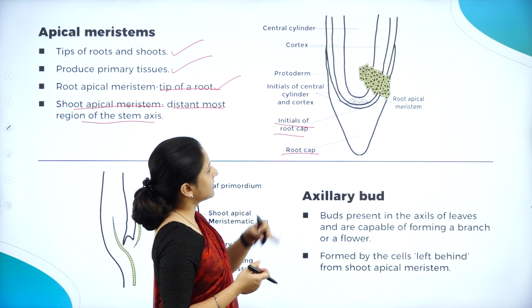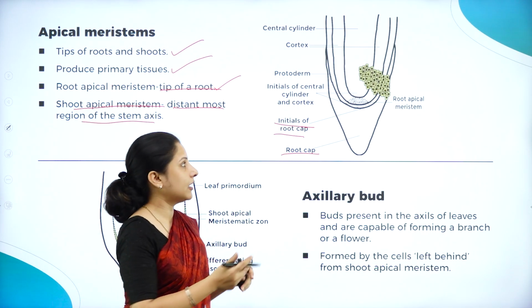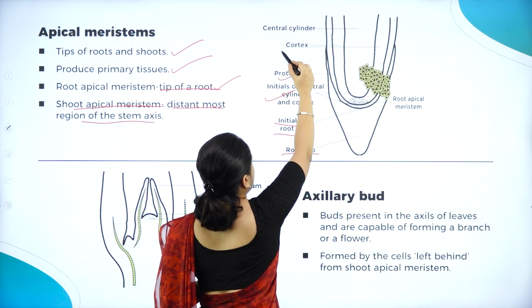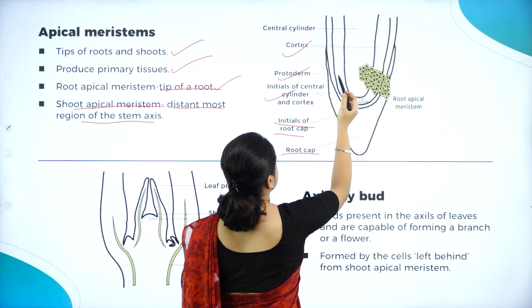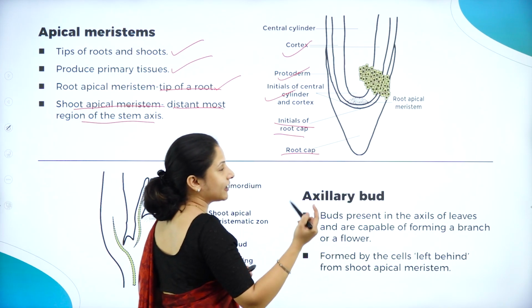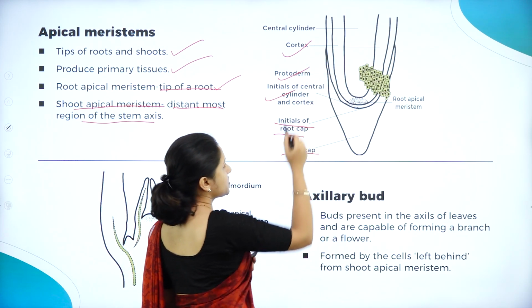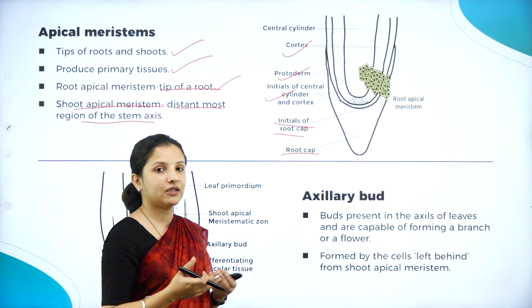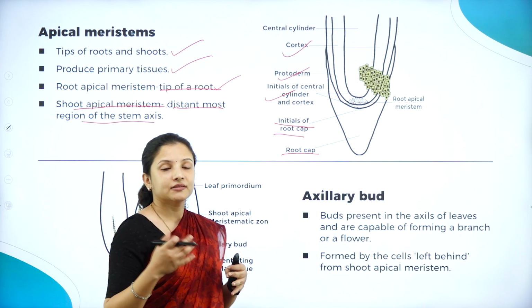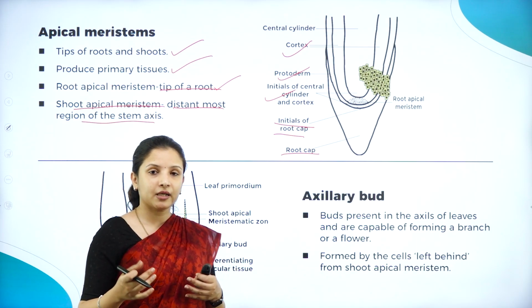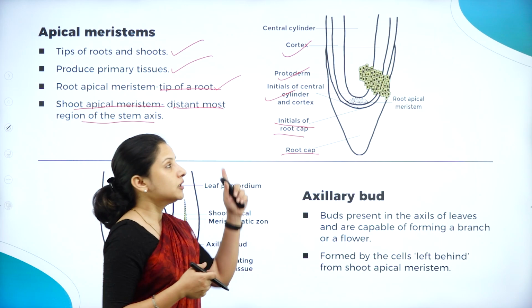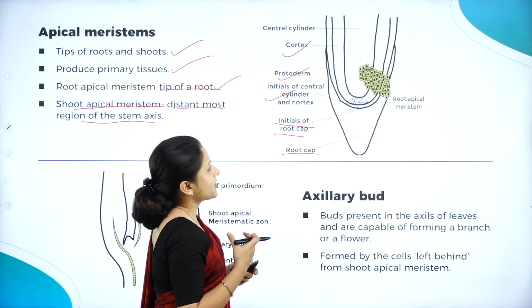So the initials of the central cylinder and the cortex will be present in that region, then the protoderm will be present, and the cortex. So cortex, from where will it start again? From this particular region, that is the initial, the starting point for the cortex development. From there, the other cells, be it the sclerenchyma, the parenchyma or the collenchyma, all these will be formed there. Next, moving on to the central cylinder.